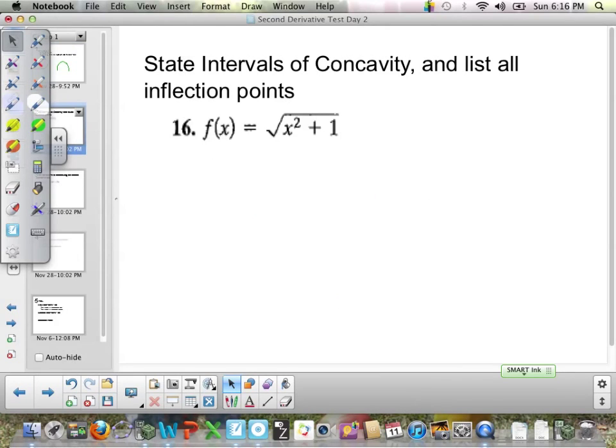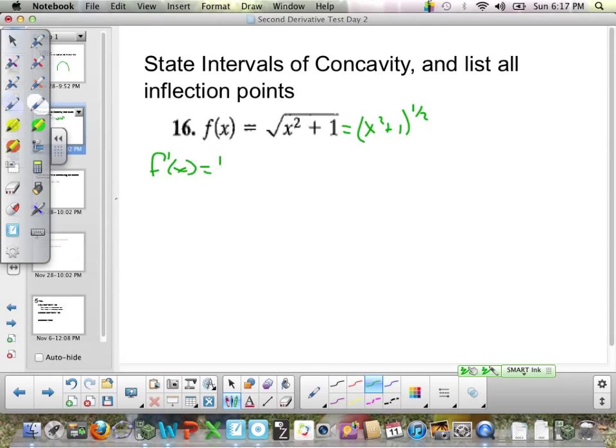All right? And so we're going to start by listing the intervals of concavity, which is our second derivative. So we're going to need to find our first derivative. Let's rewrite this as x squared plus 1 to the 1/2. We'll find our first derivative. So we'll have 1/2 x squared plus 1 to the negative 1/2 times 2x. Clean that up a little bit. Can take the 2 times the 1/2. Those will simplify. We'll have x times x squared plus 1 to the negative 1/2.